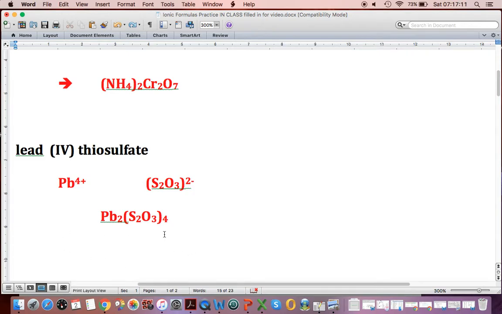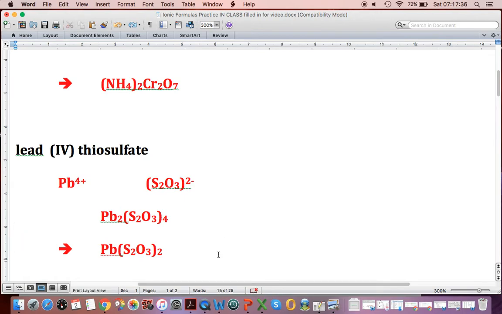This is still not a correct answer. It's the right ratio, but we can reduce these numbers. You can never reduce numbers inside the brackets. But this number here, this 2 for the lead, and the 4 for the whole thiosulfate, 2 divided by 2 becomes 1. 4 divided by 2 becomes 2. And we end up with a proper formula.